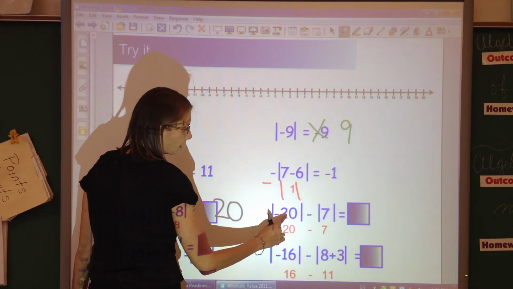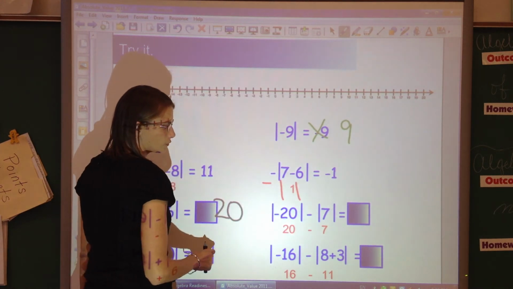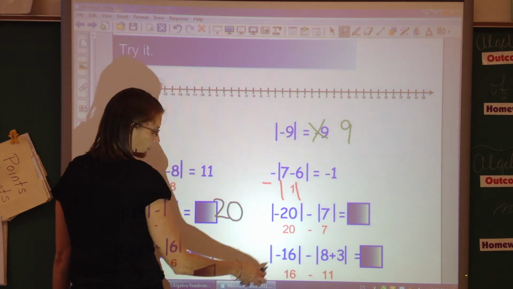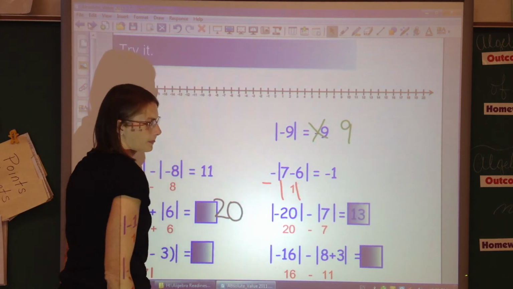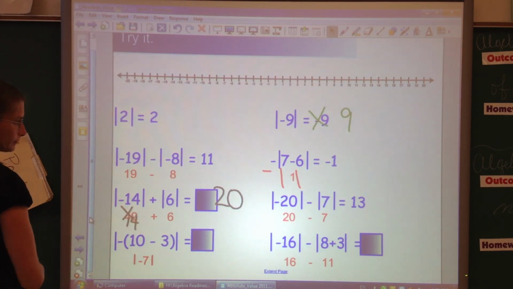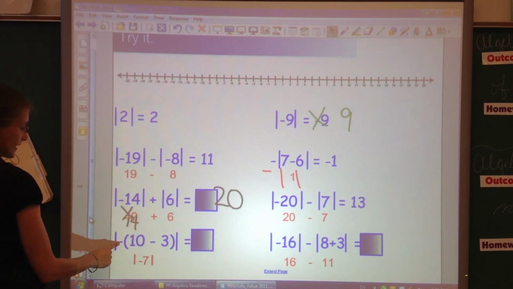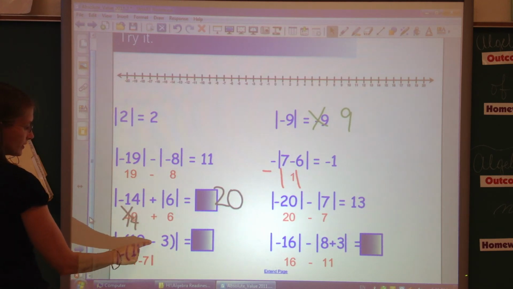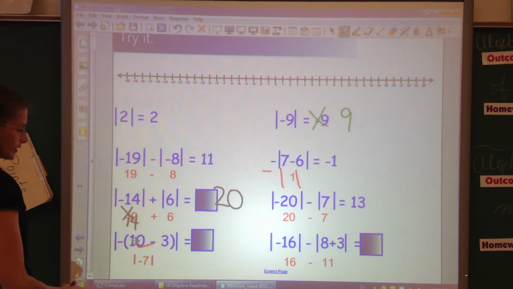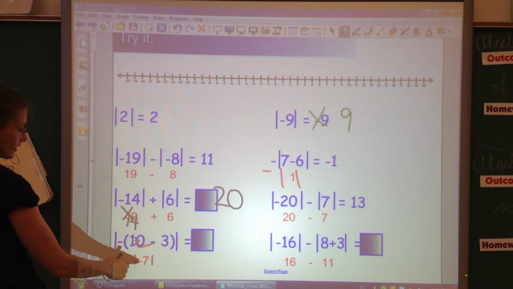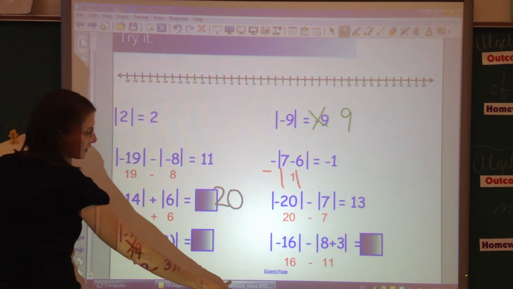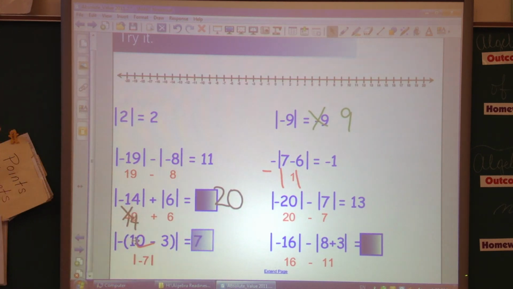Absolute value of negative 20, since it's inside, it's positive 20, minus absolute value of 7. 7 is 7 away. 20 minus 7 is 13. Let's look at our last couple ones. This one says negative, parentheses, 10 minus 3. So remember, we do what's in parentheses first, which is 10 minus 3, which is 7. So negative 7, it's inside the absolute value. How far is negative 7 from 0? 7 hops away.